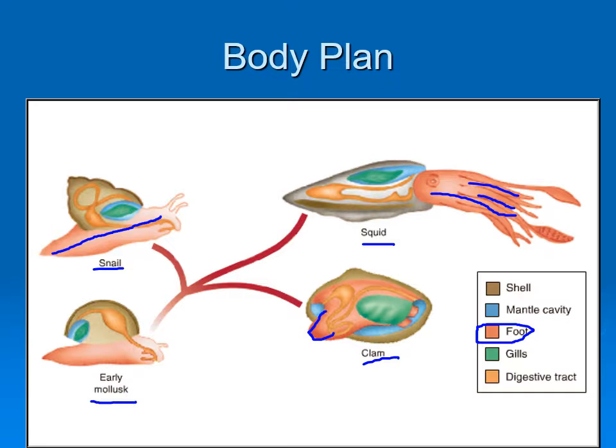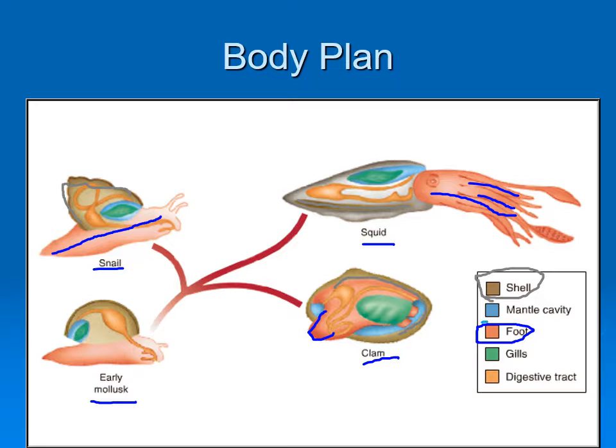We also have the shell, and the shell here is in this brown. You'll notice the clam's shell is on the outside, and the shell on the snail is also on the outside. But notice for that squid, the shell is inside, it's internal, so it doesn't have to be an external shell.